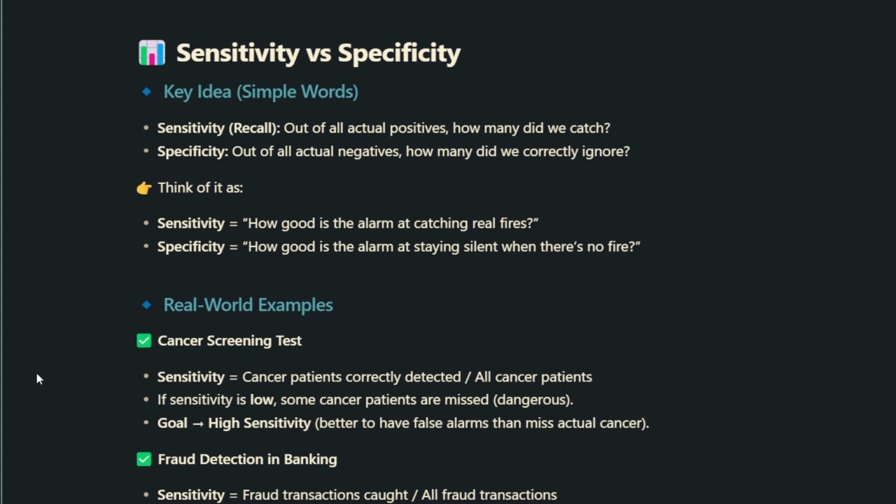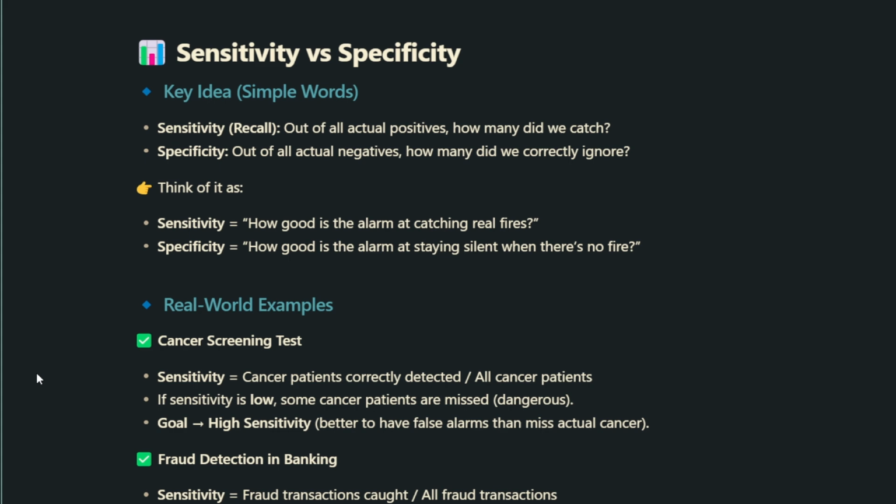Here's the key idea in simple words. Sensitivity, also called recall, answers the question, out of all the actual positives, how many did we catch? Specificity answers, out of all the actual negatives, how many did we correctly ignore? Let's use a simple analogy. Imagine a fire alarm. Sensitivity is like asking how good is the alarm at detecting real fires. Specificity is like asking how good is the alarm at staying silent when there is no fire.